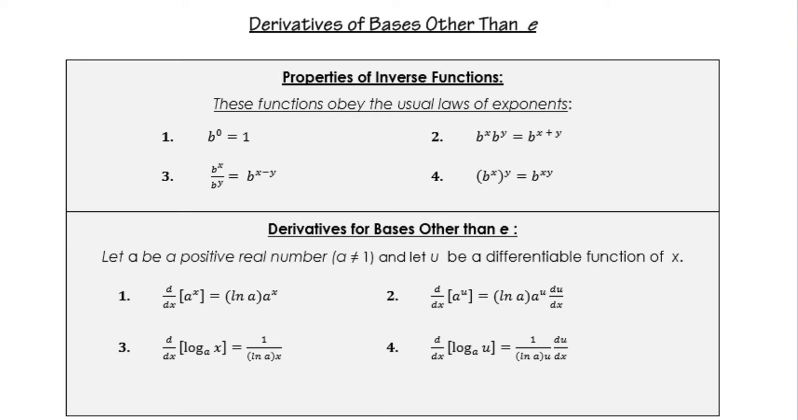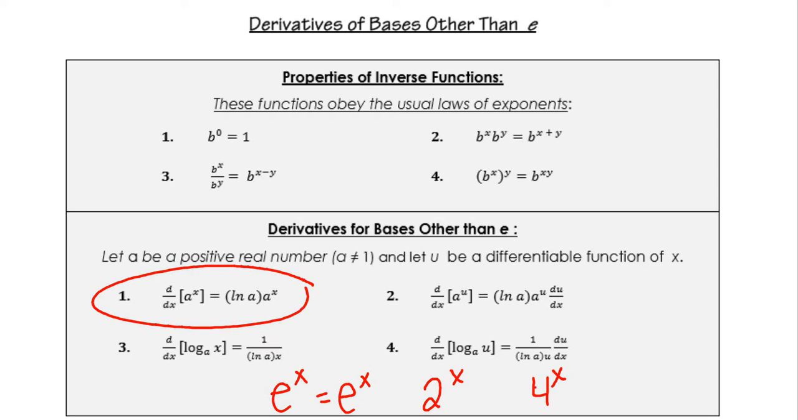All right, so the other thing that we have to talk about is finding the derivative of bases other than e. So previously we've established the derivative of e to the x is e to the x. However, you may come across derivatives that look a little bit different. If they have a base something other than e, because remember e is a constant, so if you have something like 2 to the x or even 4 to the x, it's going to follow a different derivative rule.